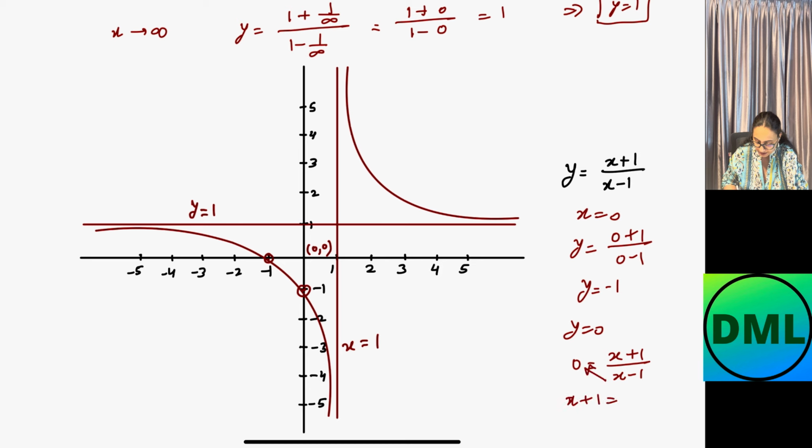I will get x plus 1 is equal to 0. x is equal to minus 1. When y is equal to 0, x is equal to minus 1. That means it will pass from here. So I will join the curve like this. These are the two asymptotes.